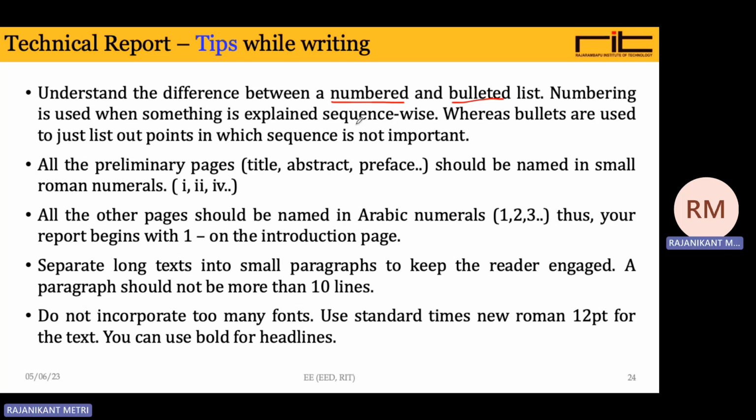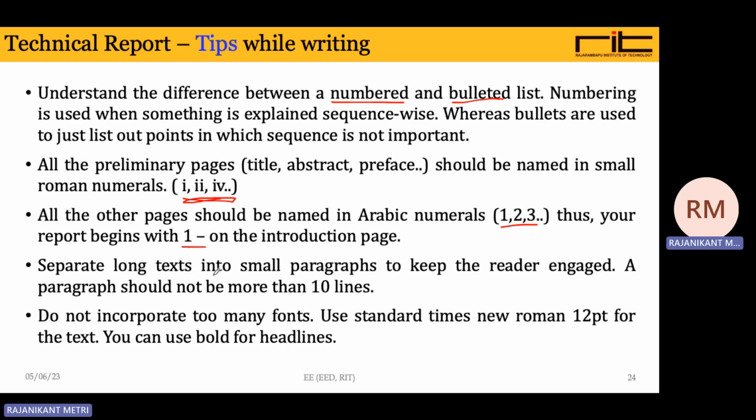All the preliminary pages, such as the cover page, title page, dedication page, acknowledgement page, abstract page, preface, list of figures, and table of contents, should be numbered in small Roman numerals. So you can see such page numbers on these preliminary pages. All the other pages use Arabic numerals like 1, 2, 3. Your chapter number 1, the introduction chapter, should start with page number 1.